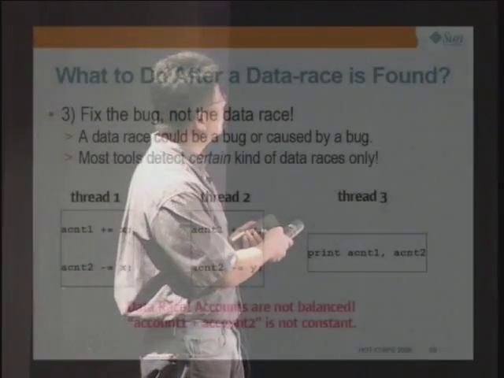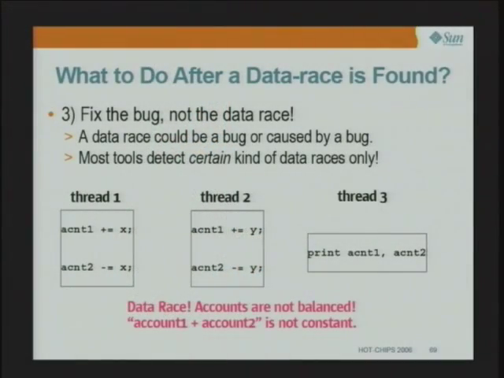For example, this is another example. You have two accounts, and you want to do a money transfer between these two accounts. Thread 1 does one operation, thread 2 does one operation, and thread 3 tries to check the accounts. The premise is that the two accounts should be balanced: the sum of account 1 and account 2 should be a constant. But if you write code in this way, the accounts are not balanced because of the data race in this code.